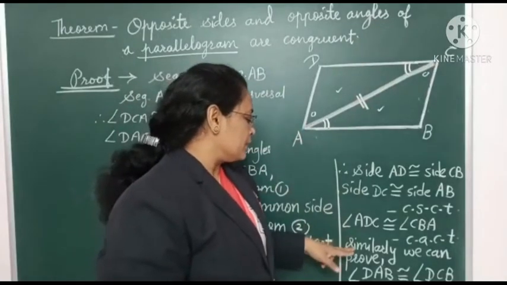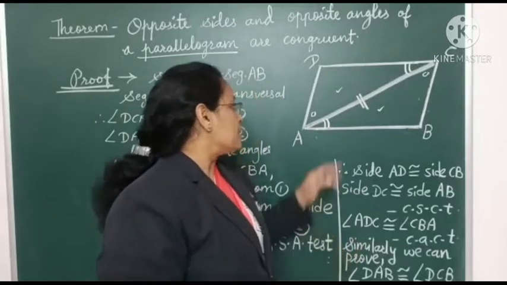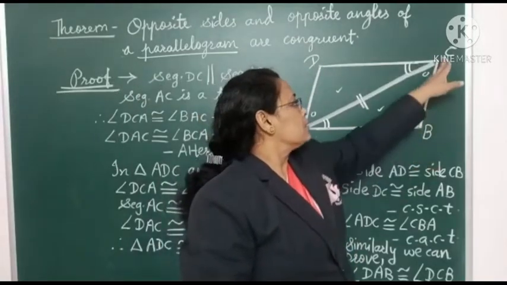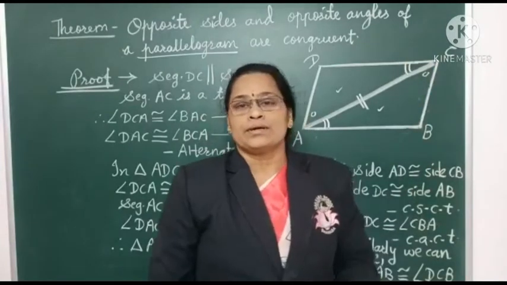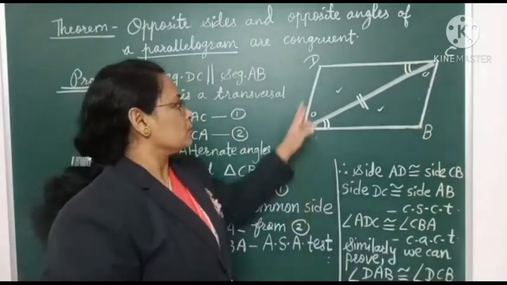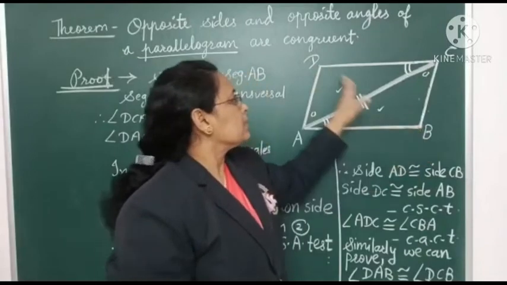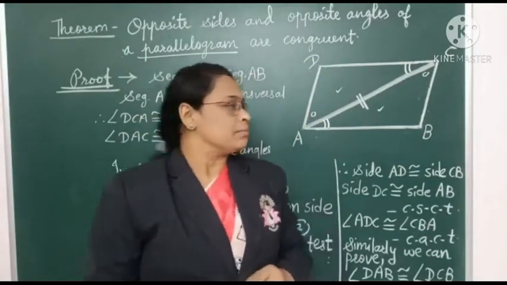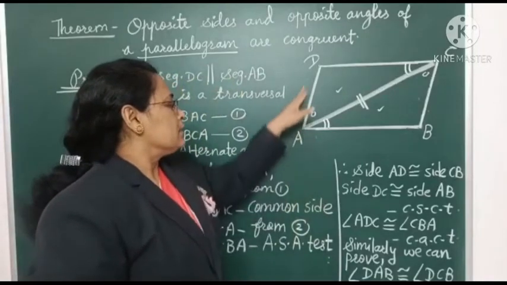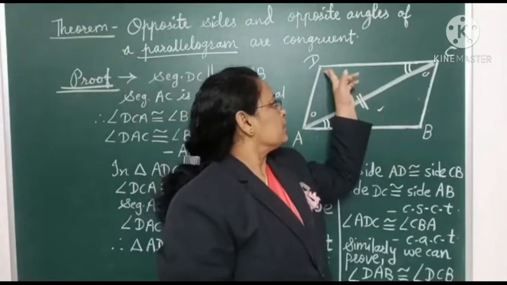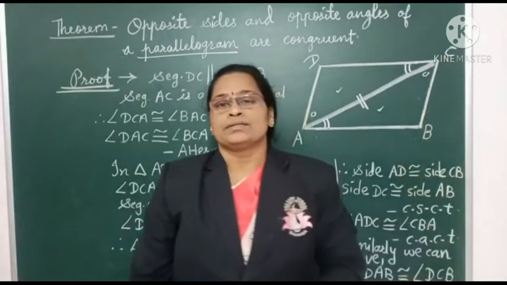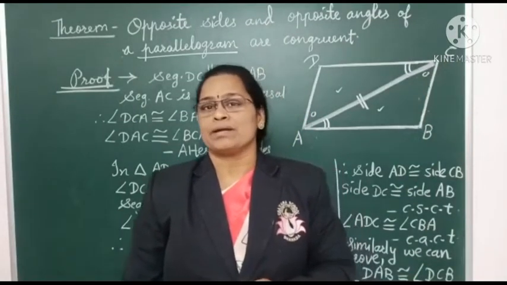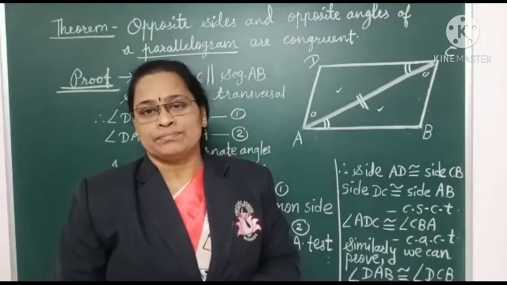So we will only write here now that similarly we can prove that angle DAB is congruent to angle DCB. For that purpose, we have to draw the other diagonal, that is diagonal BD. So if you do the construction of diagonal BD, you are able to prove that angle DAB is congruent to angle DCB. Therefore, opposite angles as well as opposite sides of the parallelogram are congruent to each other.